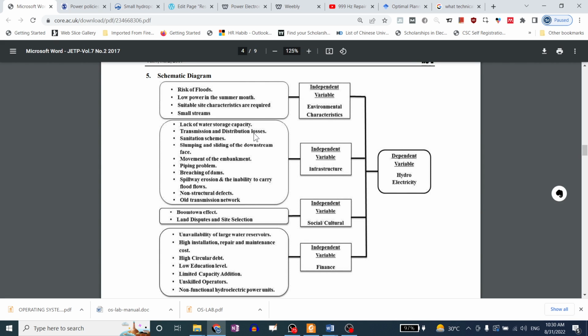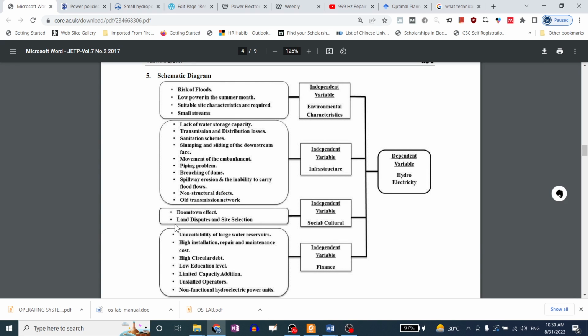Transmission and distribution losses are high, and also sanitation schemes and slumping and sliding of the downstream face, movement of the embankment and piping problems, and also breaching of dams, spillway erosion, and inability to carry flood flows, because in flood flows most of the dams are damaged. So infrastructure rebuild cost is very high. Non-structural defects and also old transmission network.